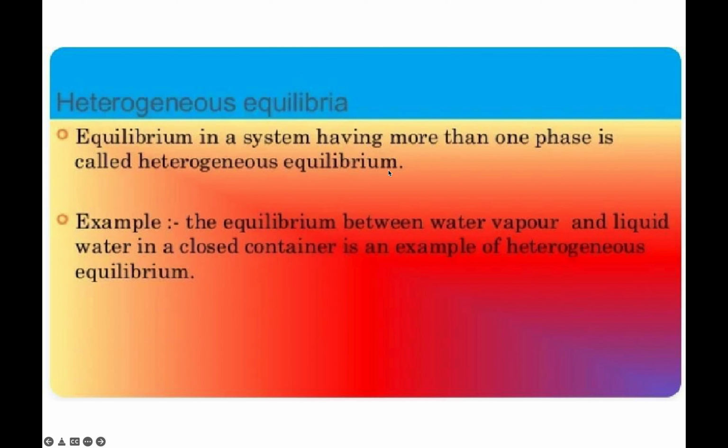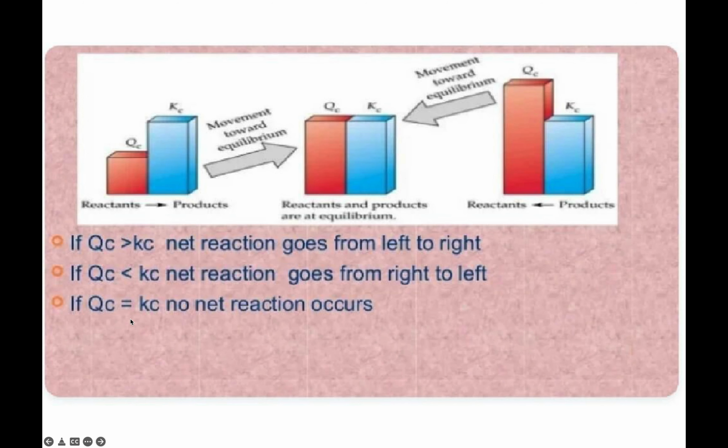Equilibrium in a system having more than one phase is called heterogeneous equilibrium. For example, see the case of water vapor and liquid water. If you take it in a closed container, then the equilibrium between these two can be taken as an example of heterogeneous equilibria.